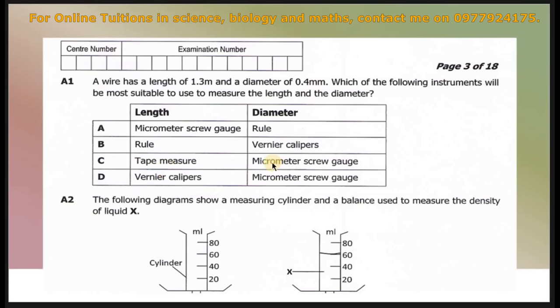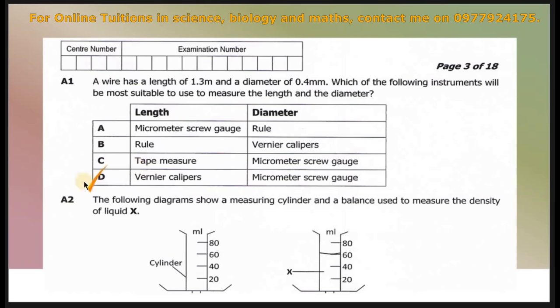Then here, micrometer screw gauge. Yes, it can measure 0.4 very excellently without any error because it is designed to measure very, very small dimensions. So with this one, it will be just a walkover. In this case, this one qualifies. Here also it qualifies. However, which pairs qualify? It is this one and this one. So our answer is C.